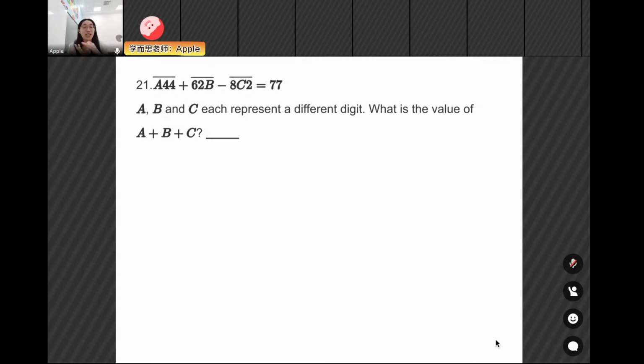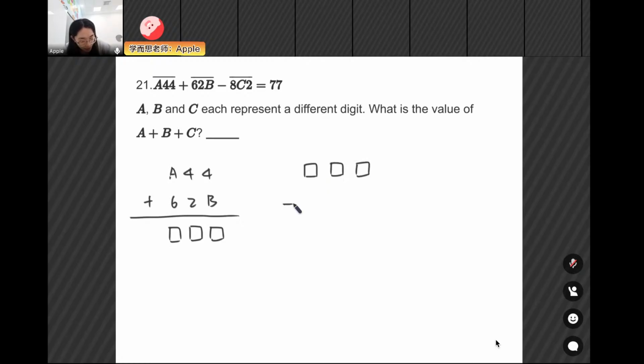As long as it is a number puzzle, we just turn that into the vertical form first, okay? So here, let's write down A4, 4 plus 6, 2B equals box, box, box, okay? We try to split it. And then following this, we know that box, box, box minus 8C2 equals 77, right? Then for this part, should be easy. Now you see that actually we can find some digits that can be confirmed.